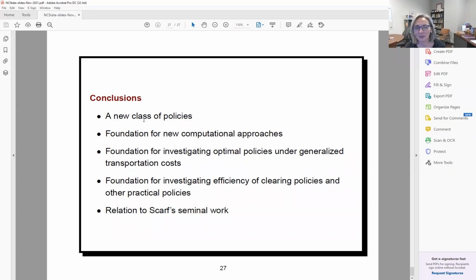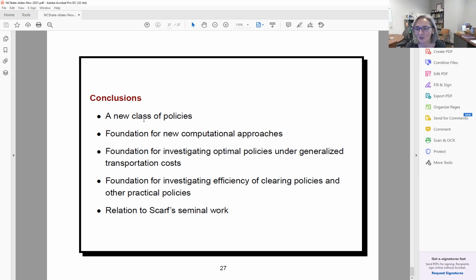As I have mentioned, there's this common notion in practice that clearing policies are good, clearing policies are optimal or close to optimal. We have demonstrated with the structure of the optimal policy that clearing policies are not necessarily optimal. So the structure of the optimal policy provides a foundation for investigating the efficiency of clearing policies, or benchmarking the performance of the optimal policy against other practical policies such as time-based, quantity-based, and hybrid policies.